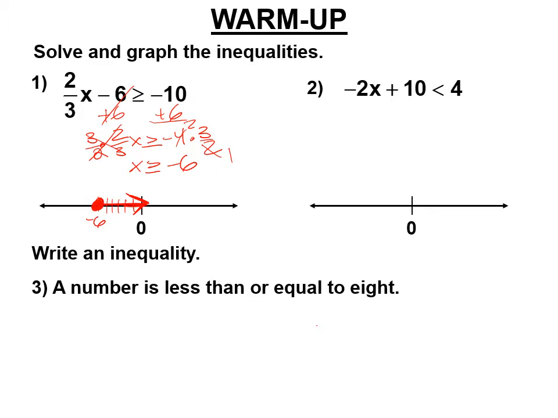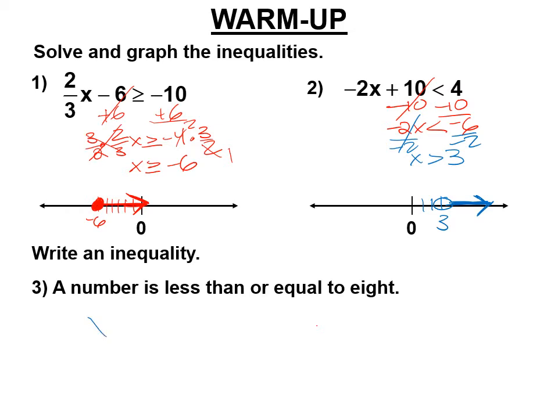Okay. The other one, we're going to subtract 10 from both sides. Negative 2x is less than negative 6. Divide both sides by negative 2. That means we are flipping the symbol and x is greater than 3. Open circle on 3. Number is greater than 3 this way.